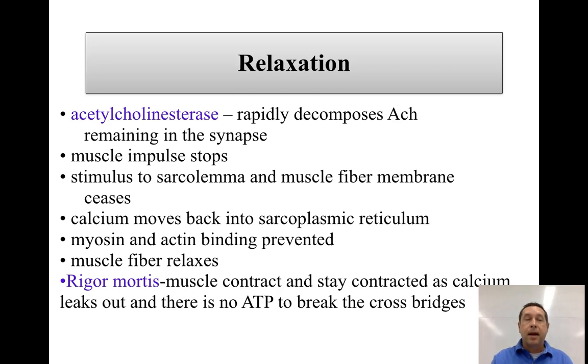And this explains how rigor mortis occurs. In rigor mortis, the muscles are going to contract because there's some remaining ATP in the cell, and calcium is going to leak out of the cell. But once the ATP that's left in the cell is used up, the cross bridges can't break, and so the muscles contract and stay contracted for a period of time, and then eventually those cross bridges will just break down on their own.